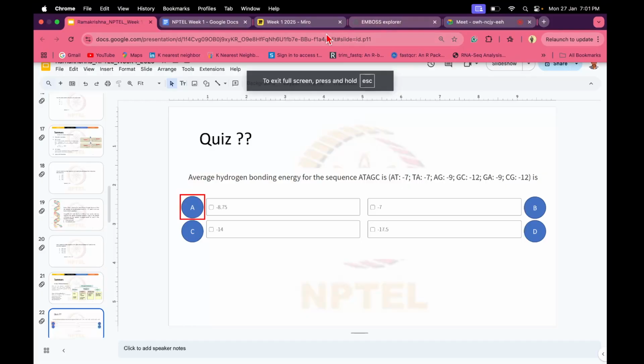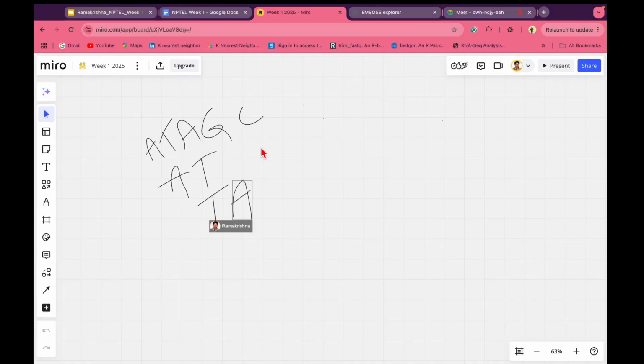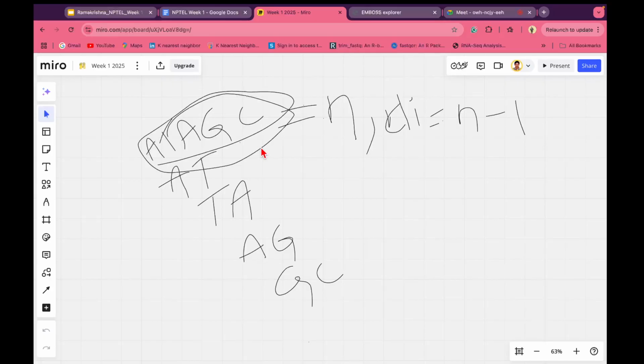Let's move on to workbench. So this is the given nucleotide sequence, so I'll make the possible overlapping dinucleotides. Given a sequence of length n, the number of dinucleotides will be n minus 1. So observe the sequence length of 5, so we have 4 dinucleotides.